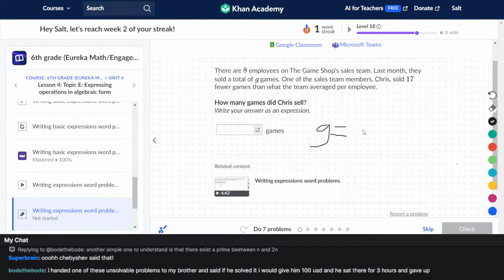Bode says I handed one of these unsolvable problems to my brother and said if he solved it I would give him $100 and he sat there for 3 hours and gave up. Well, let's call it average. Wow. That's so mean. You bullied your brother. That's so mean. Oh my god.